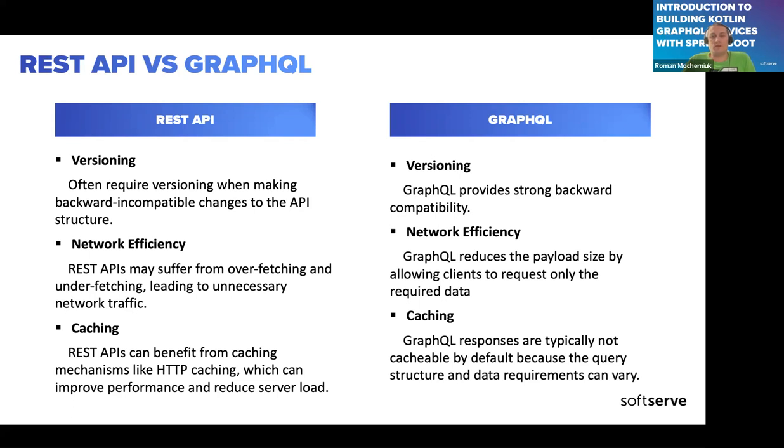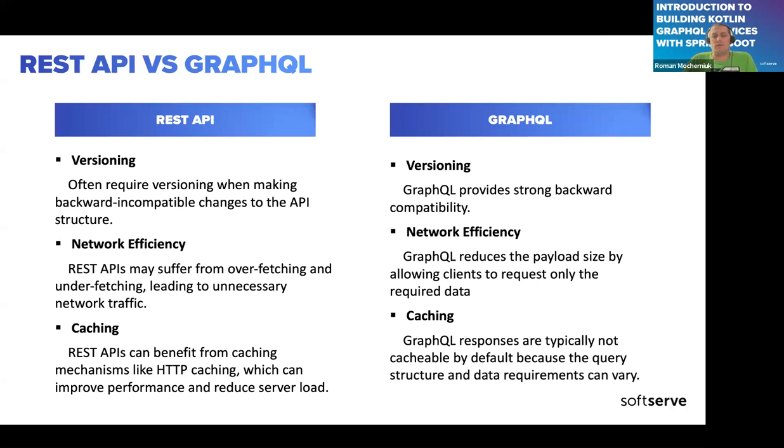Payload size will be minimum for the data a client asks. And about caching, REST API can provide a mechanism for HTTP caching. It could provide caching based on URL, based on header.